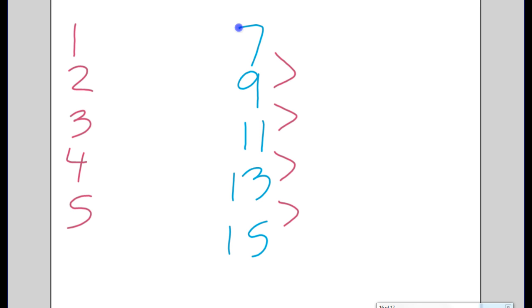9 minus 7. 11 minus 9. 13 minus 11. 15 minus 13. I now know that my equation is, it starts with an L, linear. My equation is linear.